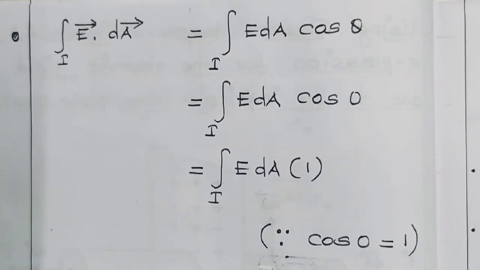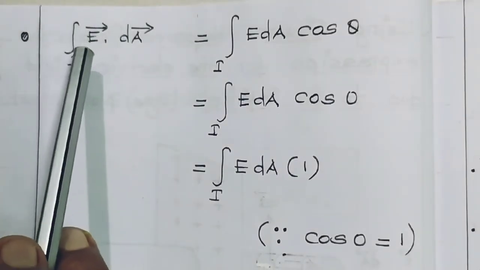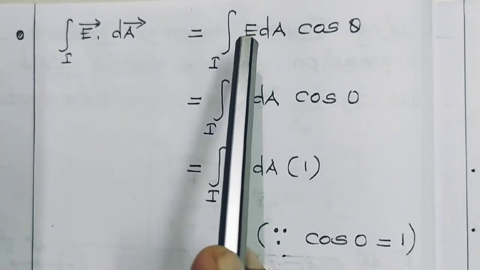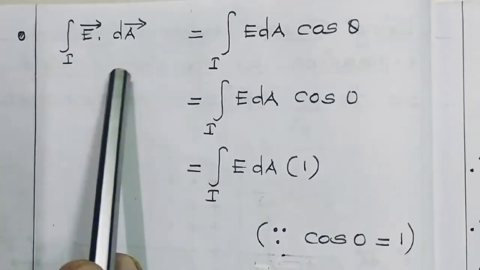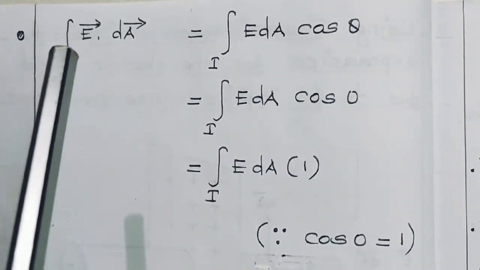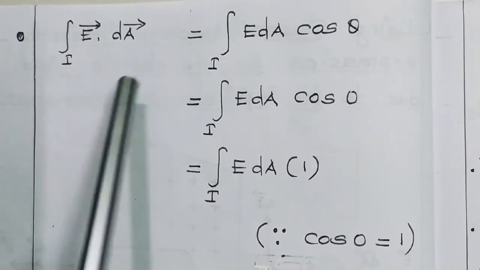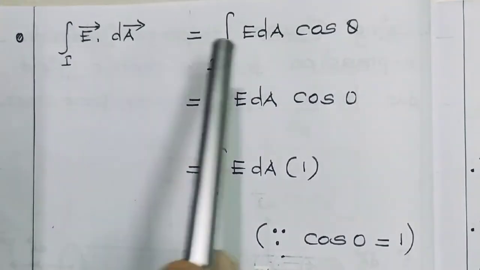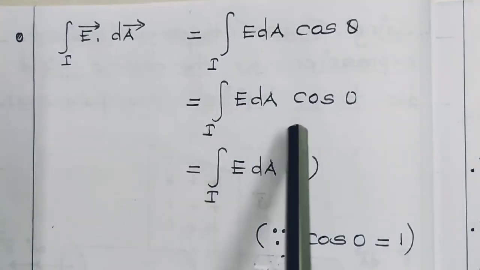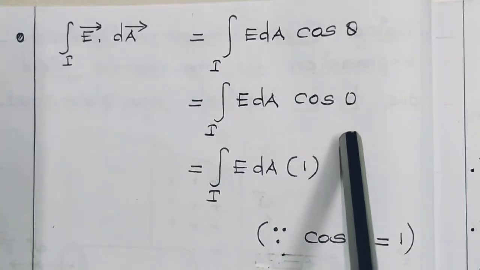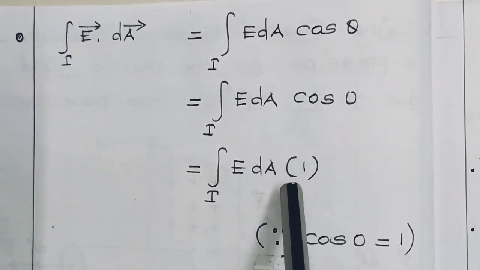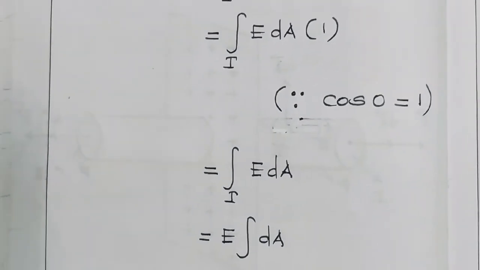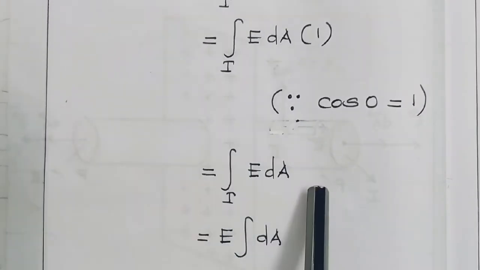So in region 1, integration of E vector dot dA vector. So we'll get E dA cos theta. How do we get this? From the mathematical vector formula, A vector dot B vector is equal to AB cos theta. Similarly here E dA cos theta. In the next step, let us substitute the value for theta, cos 0. Cos 0 value is 1. So integration of E dA. Then finally we get integration of E dA.